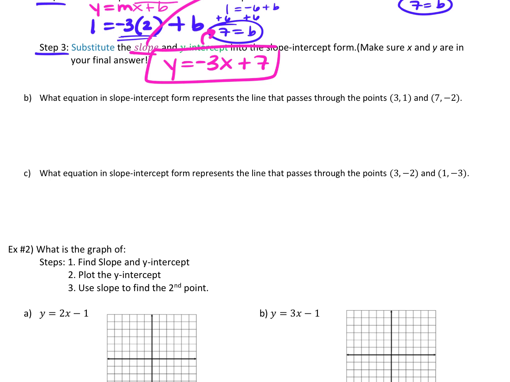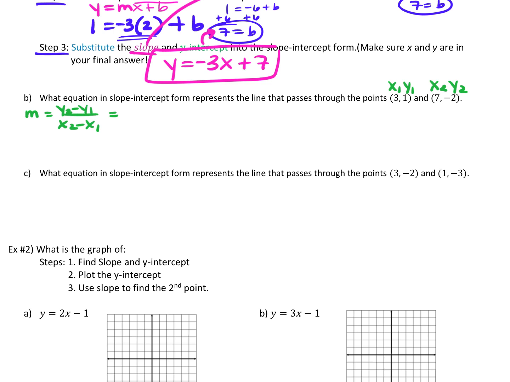The formula y equals y2 minus y1 over x2 minus x1. So find the slope first, right? y2 minus y1 over x2 minus x1. So let's label our points. I'm going to call this x1, y1, and this x2, y2.